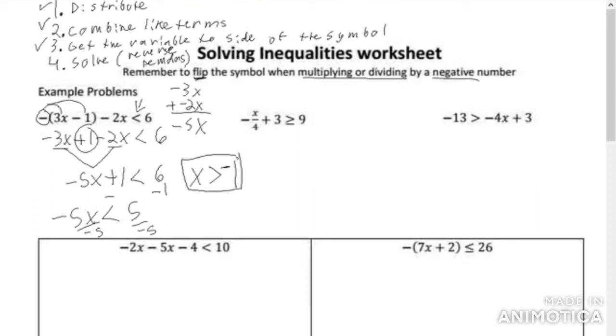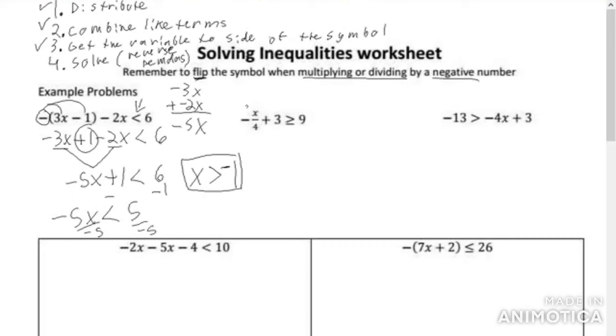Negative x over 4 plus 3 is greater than or equal to 9. Okay? Do we need to distribute? No. I don't see any parentheses. Do I need to combine like terms? No. It is simplified as far as it can go. Do I need to get the variable to one side? It's already there. It's right here at this x over 4.